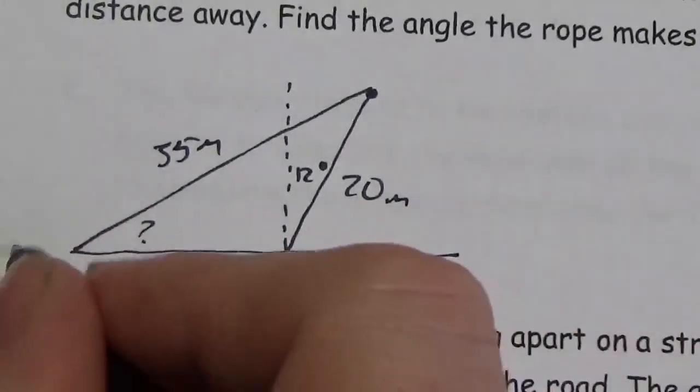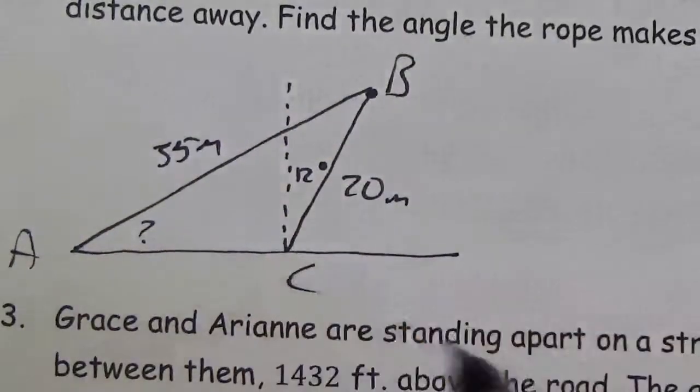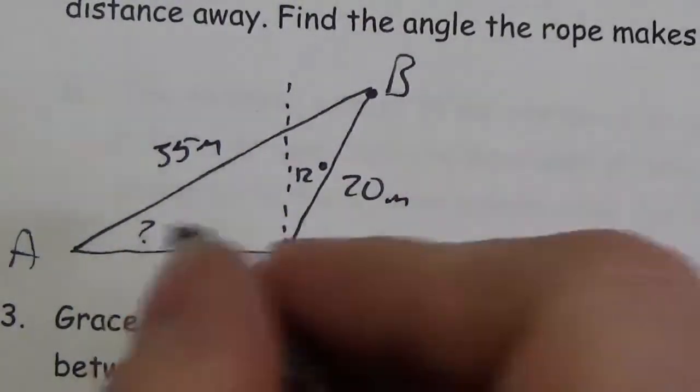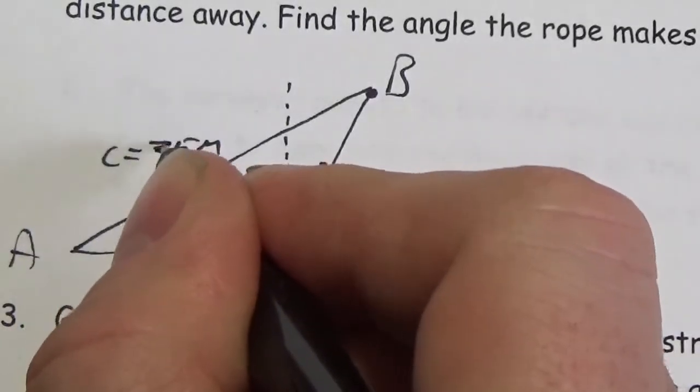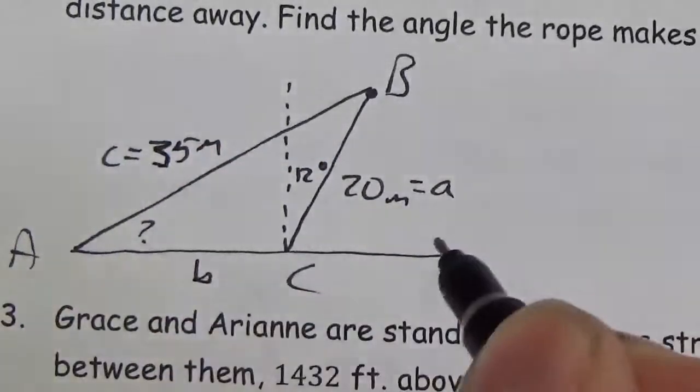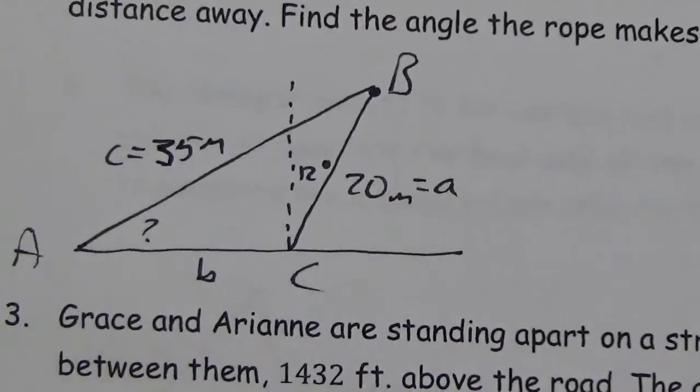So now let's label this A, B, C. I know that this is going to be equal to little a. I know this will be equal to little c, this 35. And I don't know what little b is, and that's okay. Now, I do, however, know one other thing.